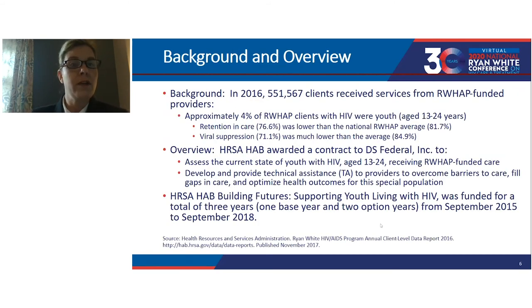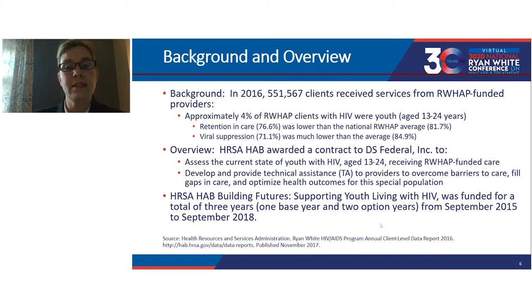So in 2016, 551,567 clients received services from Ryan White funded providers, and approximately 4% of Ryan White clients with HIV were youth, and youth is defined as age 13 to 24 years. Retention in care was 76.6%. It was much lower than the national Ryan White average at 81.7%. And viral suppression was 71.1%, also much lower than the national average of 84.9%.